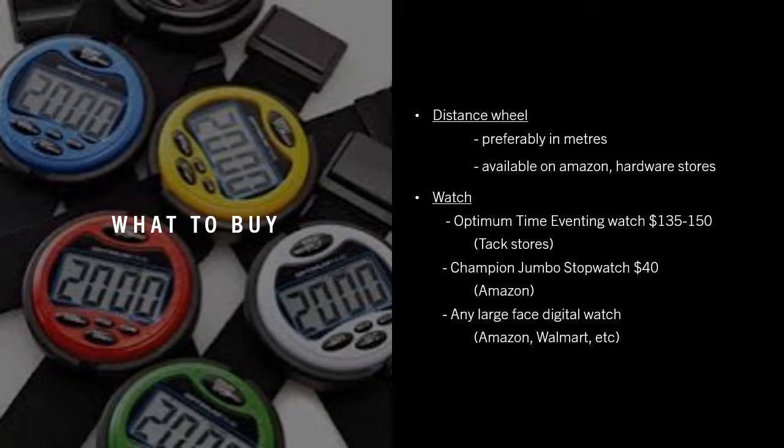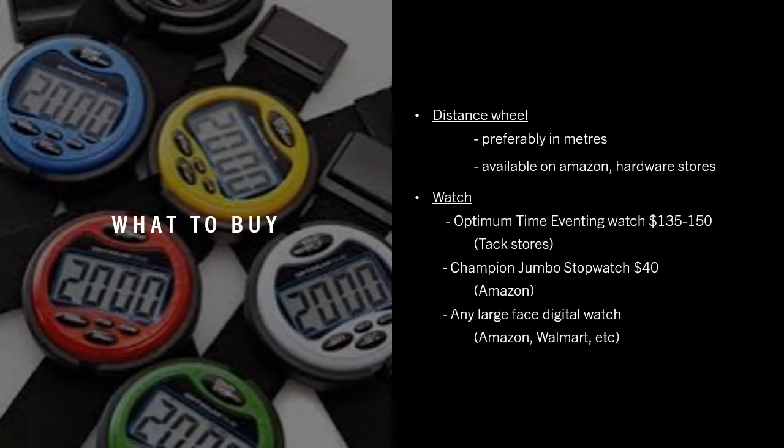My favorite of the watches is this Champion Jumbo stopwatch. It goes on your wrist. It looks almost identical to this eventing watch. It's a little more boring. It's just black, but it works great. It does not beep every minute, but it does do the job. And you can get that on Amazon for about $40.